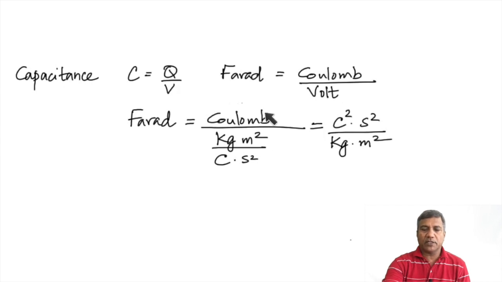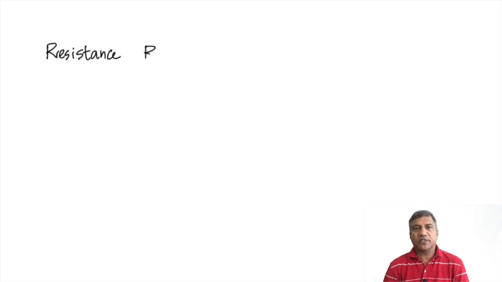So all we have to do now is coulomb divided by that whole thing, which makes this coulomb squared, right? Because this coulomb comes all the way to the top. And so it's coulomb squared second squared by kilogram meter squared. Remember that all this has gone to the numerator. So that's how we find the unit of capacitance. And then we have resistance. Let's find the unit of resistance first, and then we'll find the unit of resistivity.